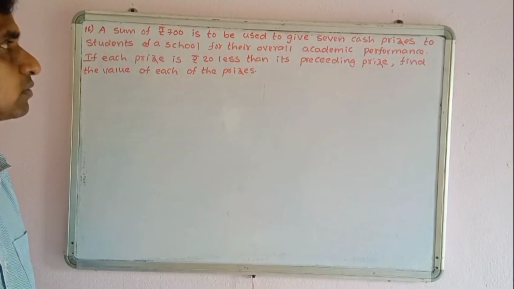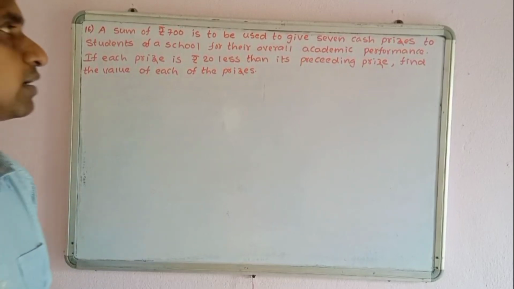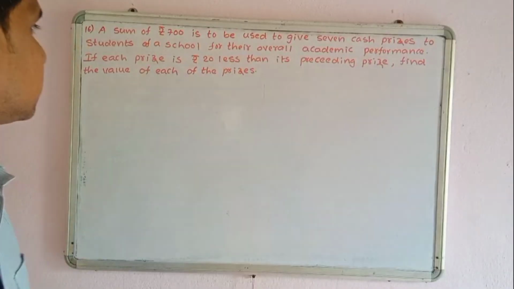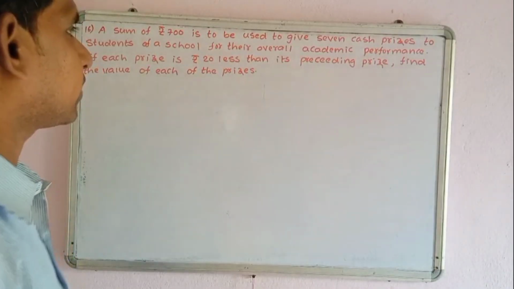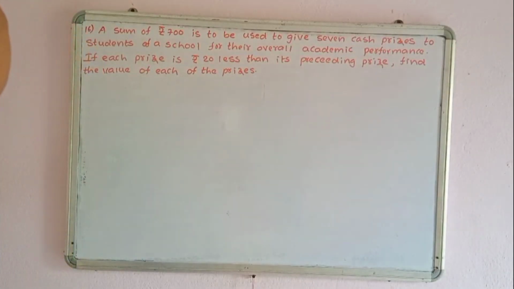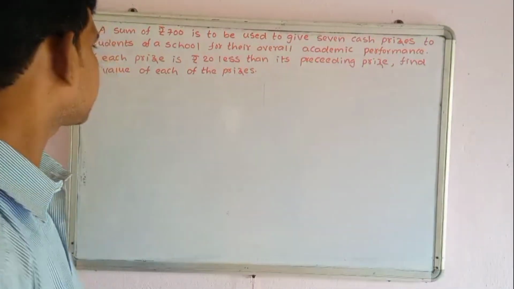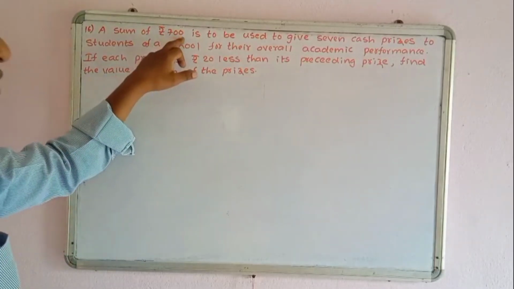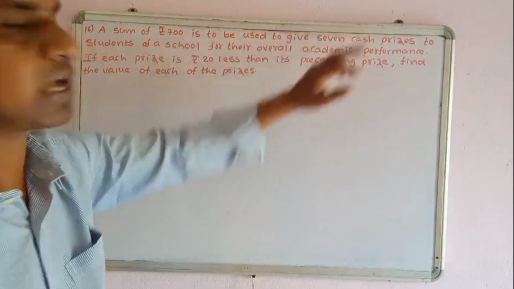A sum of rupees 700 is to be used to give 7 cash prizes to students of a school for their overall academic performance. If each prize is 20 less than its preceding prize, what is the value of each of the prizes? A sum of 700 rupees is used to give 7 cash prizes.